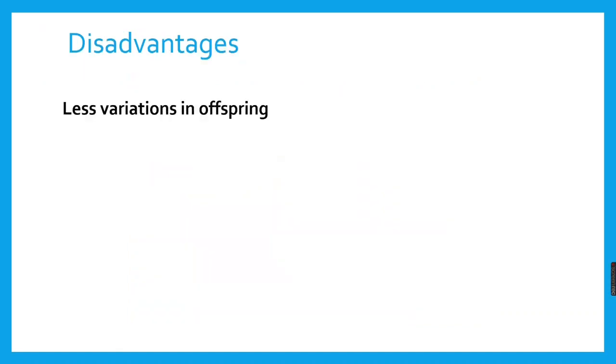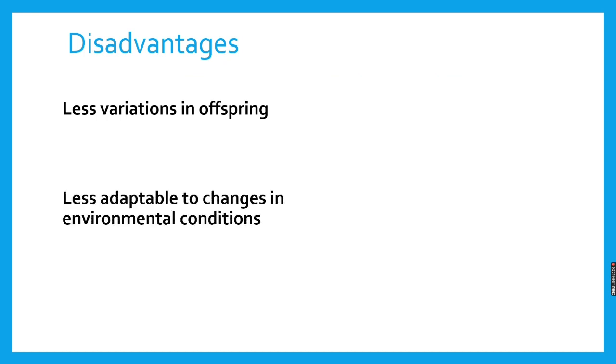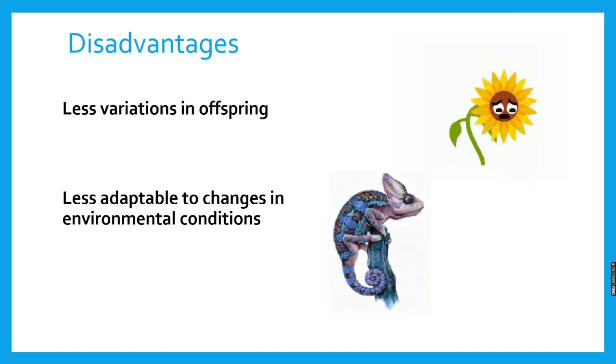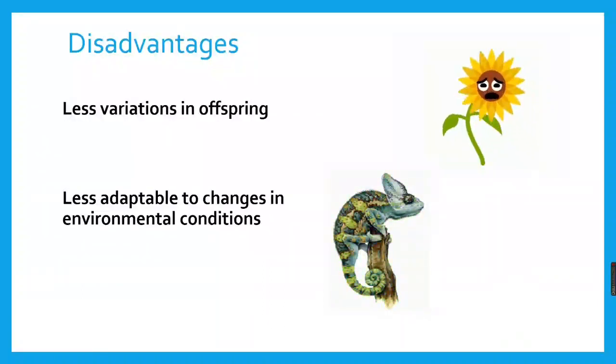First is the less variation in offspring. Here there is a picture of a sunflower where you can see that it is constantly growing the same. This results due to the less variation in offspring. And second is being less adaptable to changes in environmental conditions. Here there is a chameleon which states the above disadvantage. It is constantly changing its color to suit its environmental condition.